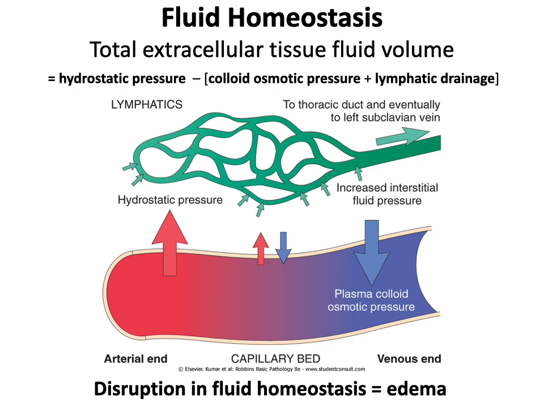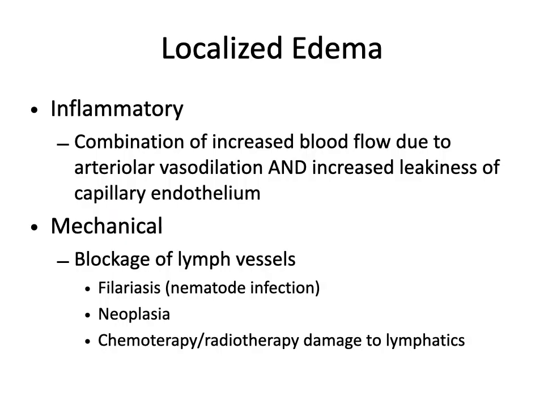Once you have disruptions in any of these Starling forces, leading to fluid going out of the blood vessels into the spaces near the tissues or the interstitial spaces, that is a condition known as edema. Now, generally, you can divide edema into two: localized edema and systemic edema. Localized edema can be due to inflammatory and mechanical causes.